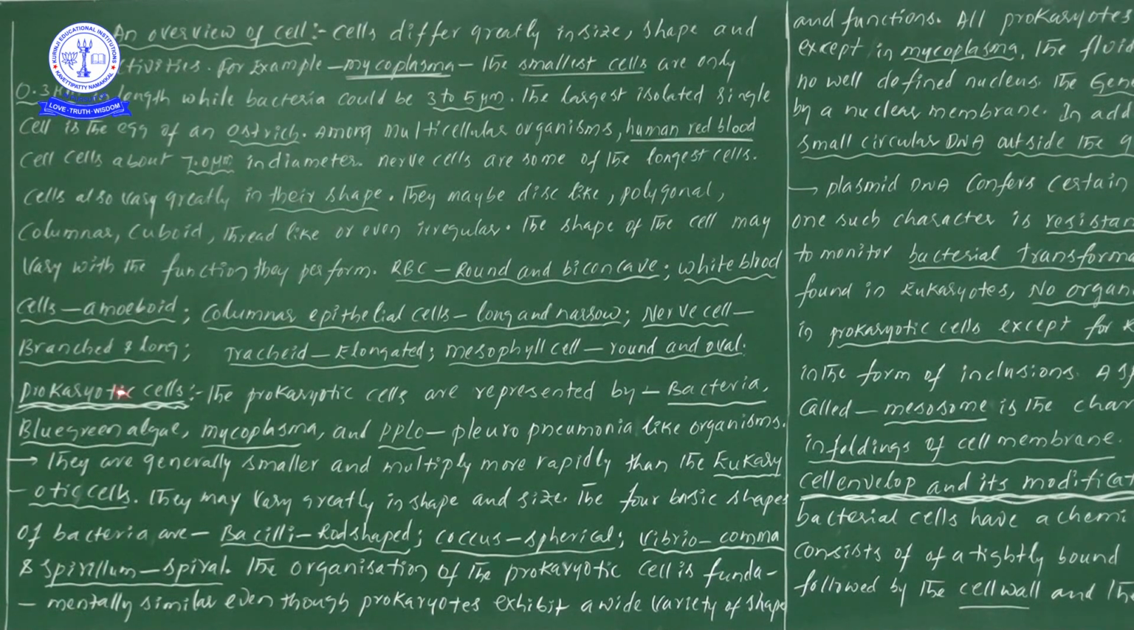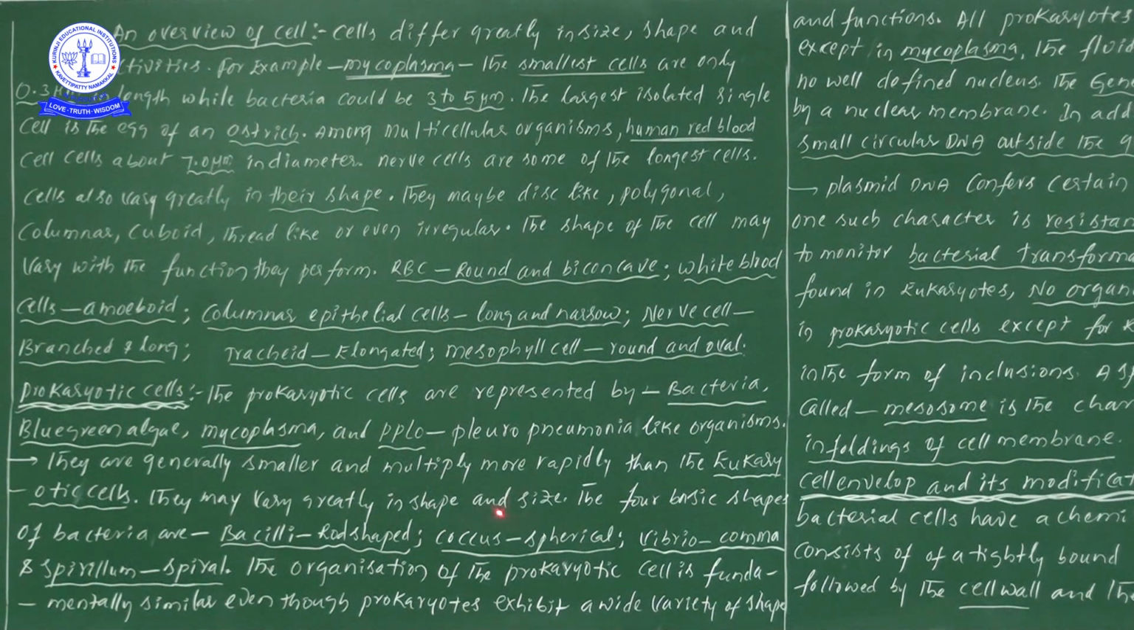Next, what are the examples of prokaryotic cells? Bacteria, blue green algae, mycoplasma, PPLO. PPLO means pleuropneumonia like organisms. So again, what is the point? What prokaryotic organisms are there? All these are very small and multiply very rapidly, more rapidly than the eukaryotic cell. That we know very well.